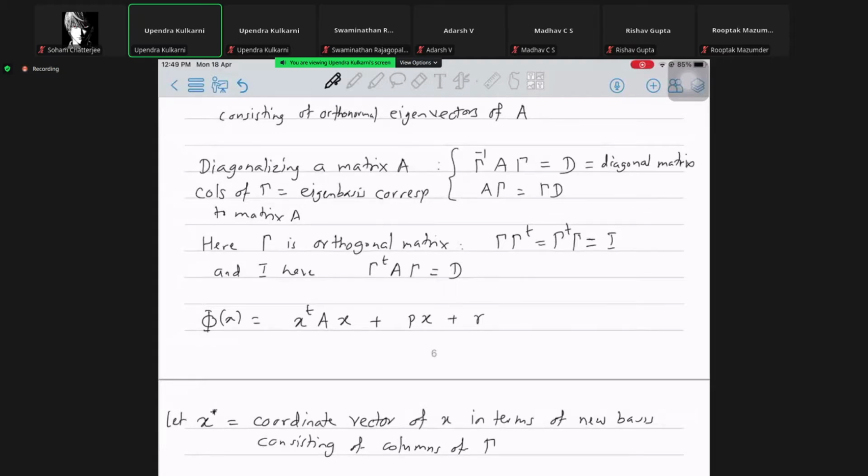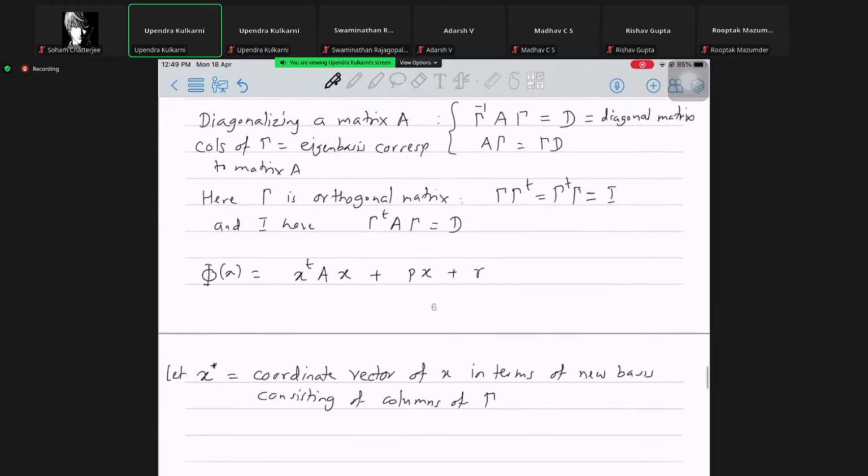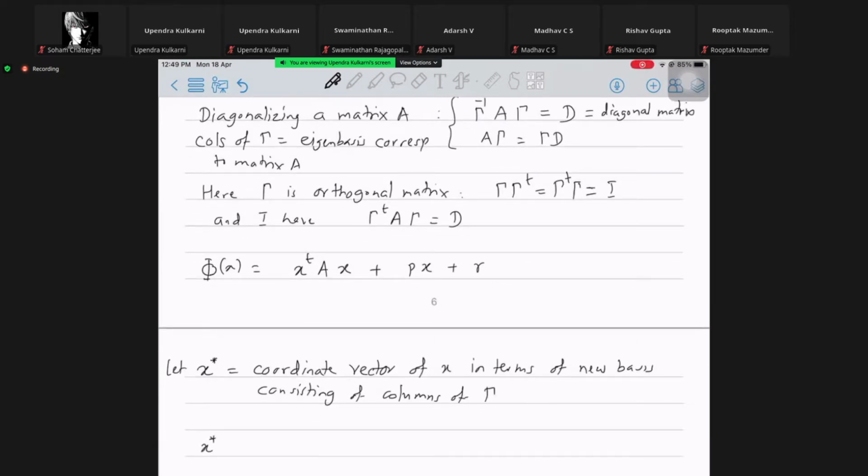So of course, there can be only two possible answers to this. The column vector X star, that is the vector of coordinates, will be obtained from the column vector for X by multiplying it on the left by either gamma or gamma inverse, which is the same as gamma transpose. Which one is it? So let me write this. What is X star in terms of X? Do I put gamma here or do I put gamma inverse? Gamma inverse there.